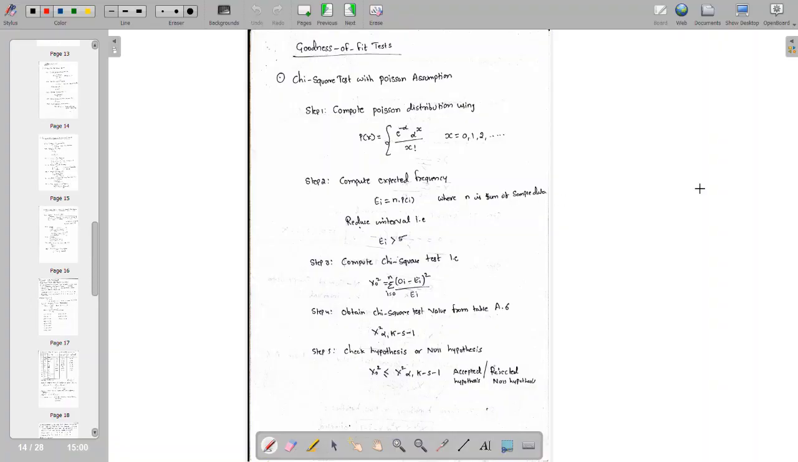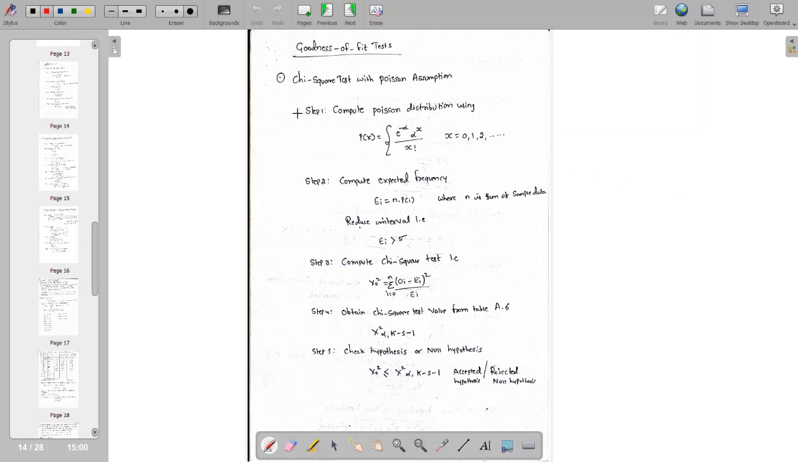Okay, next problem is from model 4, goodness of fit test using chi-square test with Poisson assumption. This chi-square test is completely different from the chi-square test of model 3. Let's see how the goodness of fit test using chi-square test with Poisson assumption will be solved.